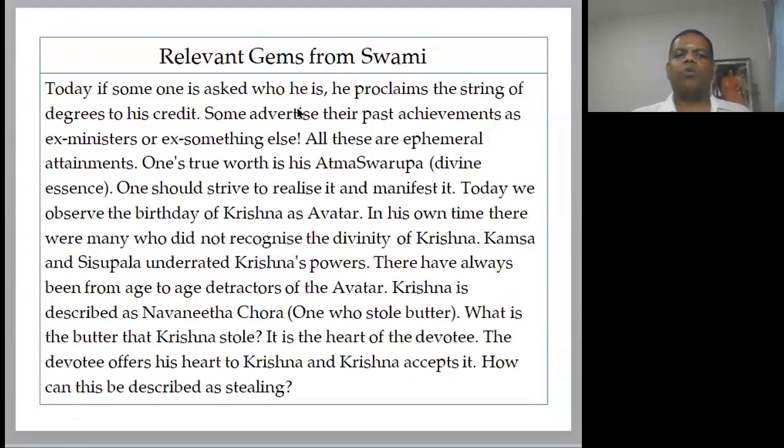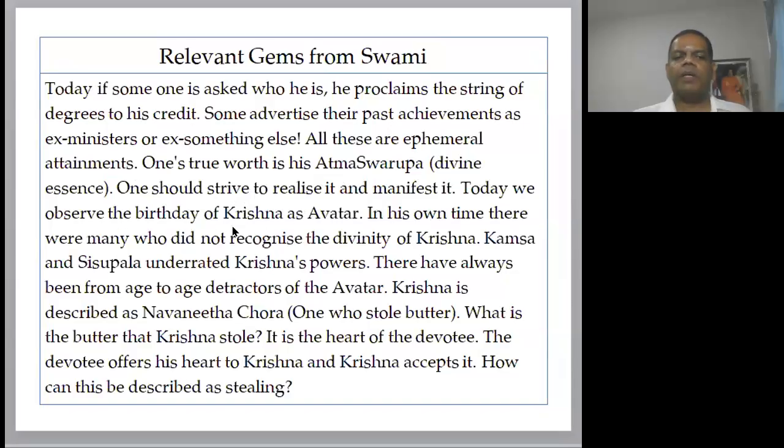Today, if someone is asked who he is, he proclaims a string of degrees to his credit. Some advertise their past achievements as ex-ministers or ex-something else. All these are ephemeral attainments. One's true worth is his Atma Swarupa, the divine essence. One should strive to realize it and manifest it.